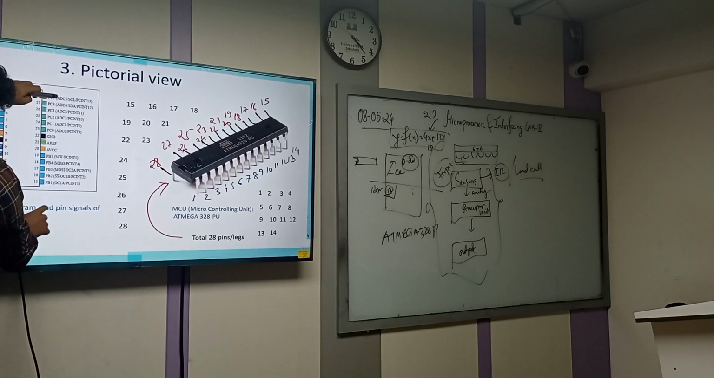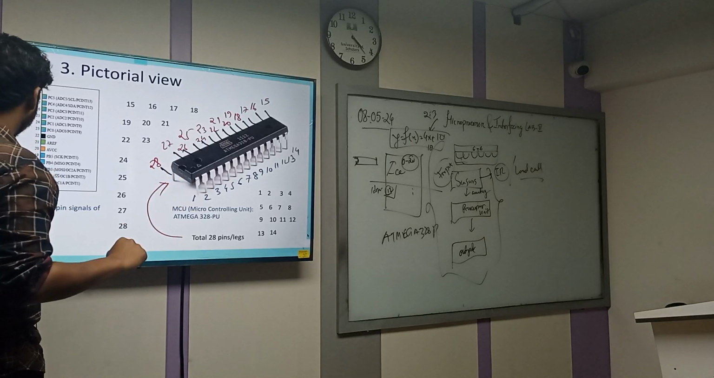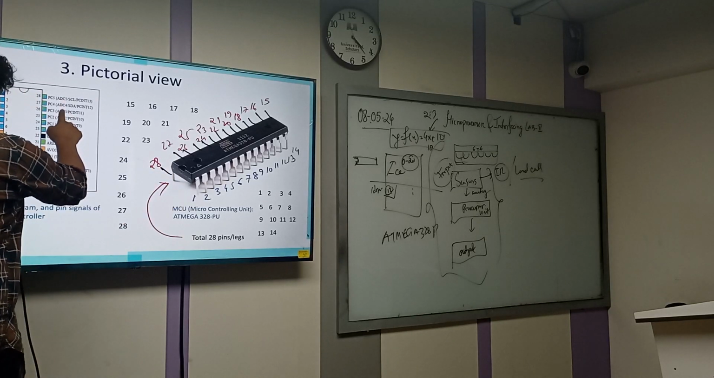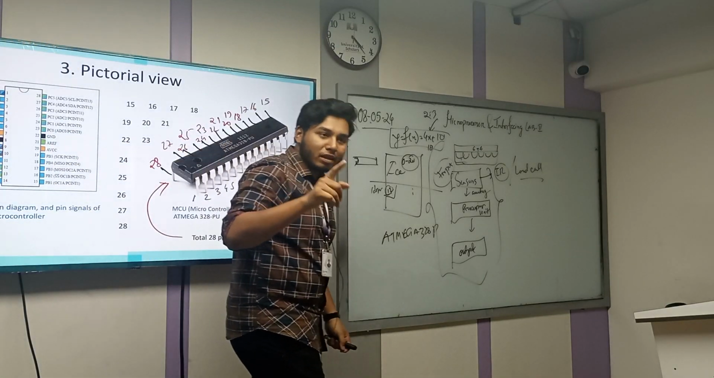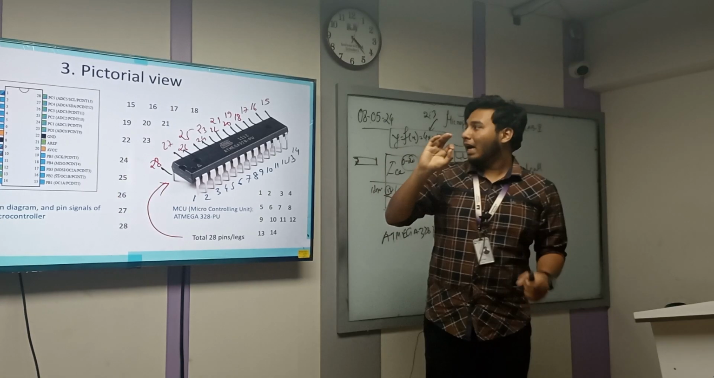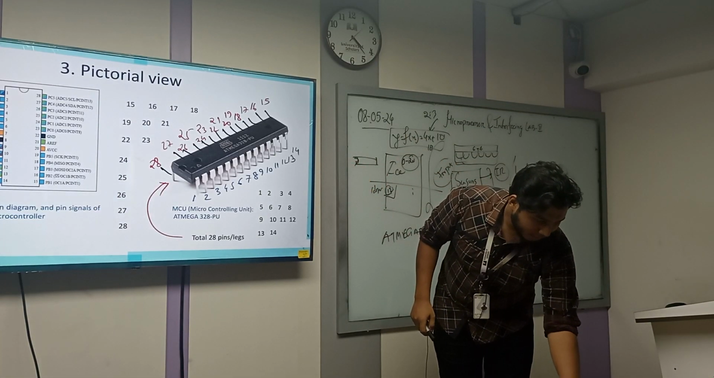C6, 7. So 0 to 6, there are 7 pins. And they are ADC, so the basic 6 pins are ADC, I mean analog to digital converter. So you can get a clear assumption, or a clear picture, from there. How?